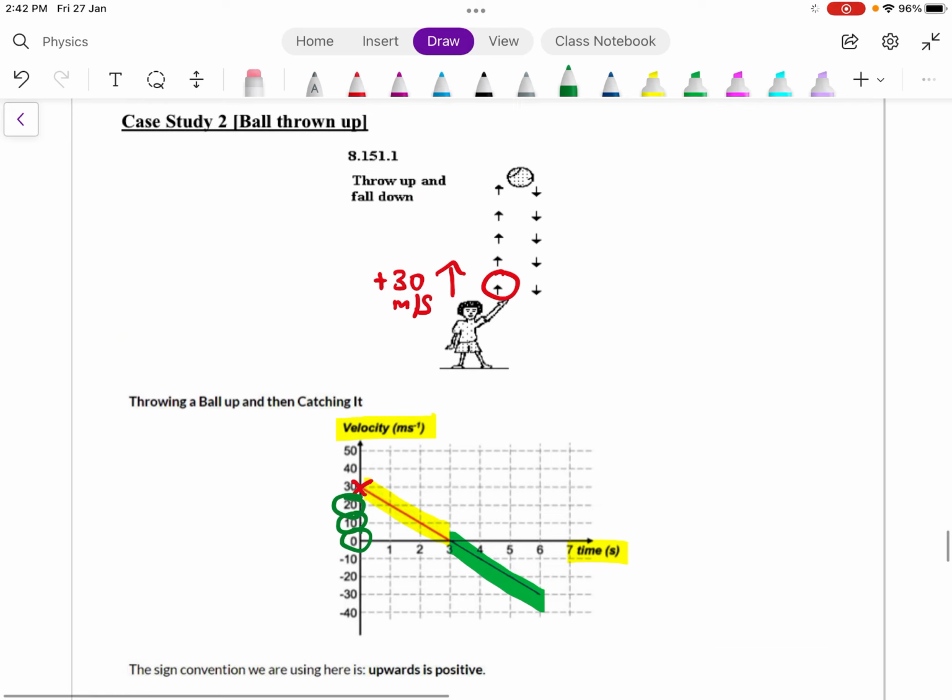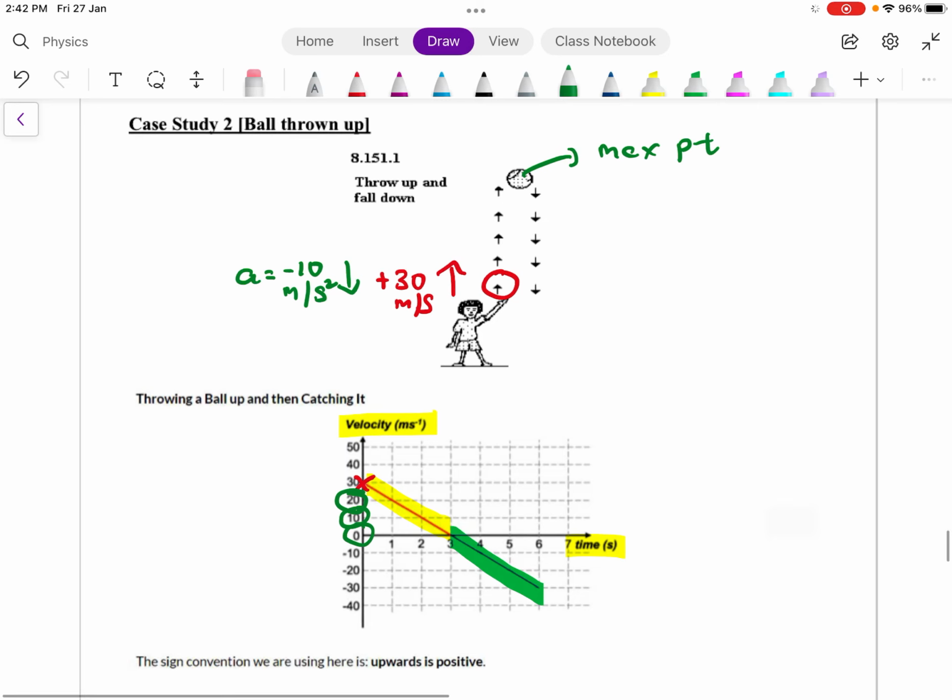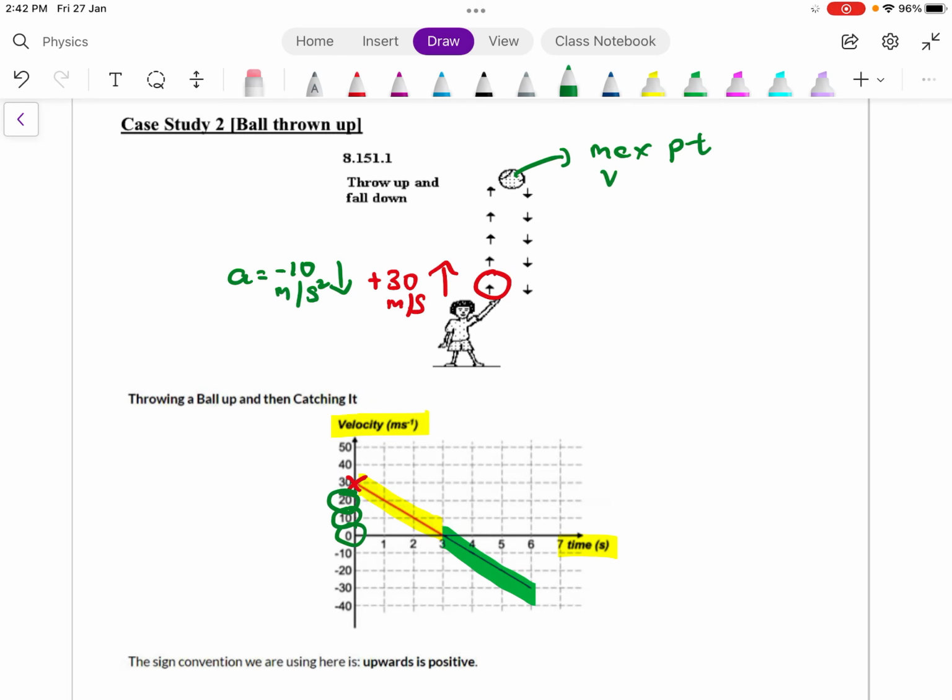Because don't forget, on Earth there is something called gravity. But normally we don't call it gravity, we call it the acceleration of free fall. So the acceleration is actually negative 10 meters per second squared. It's pulling you down, so it's slowing you down. So at 3 seconds, you are actually at the maximum point already. So this is the max point. At the maximum point, you have a velocity of 0 meters per second.